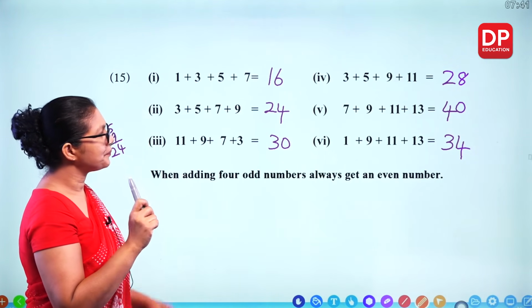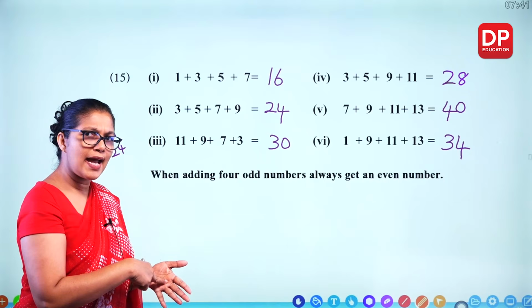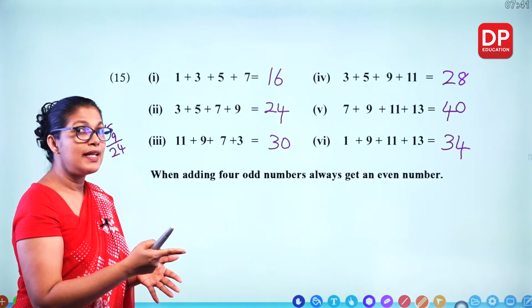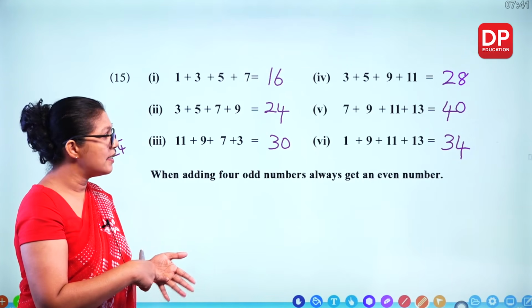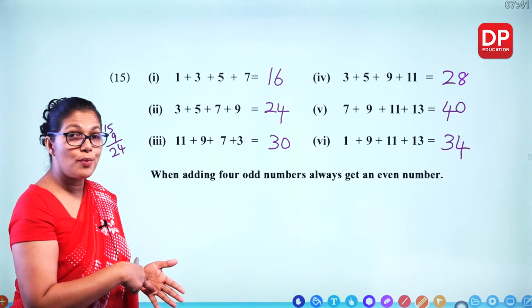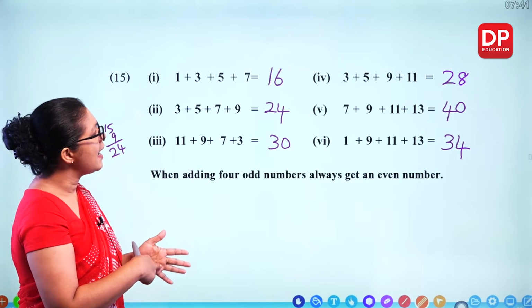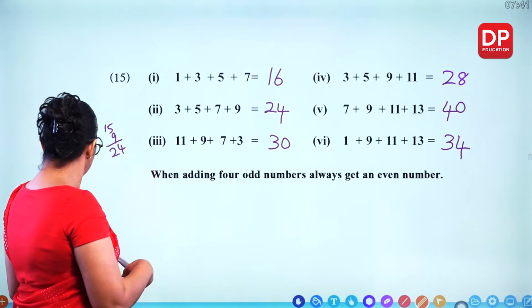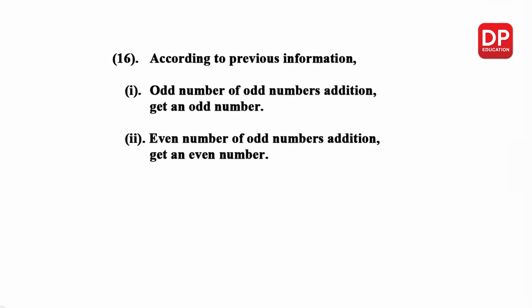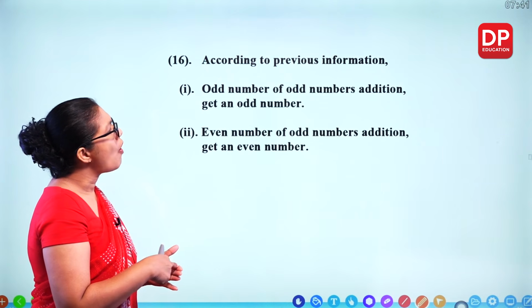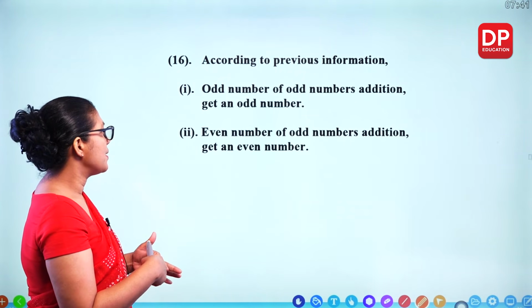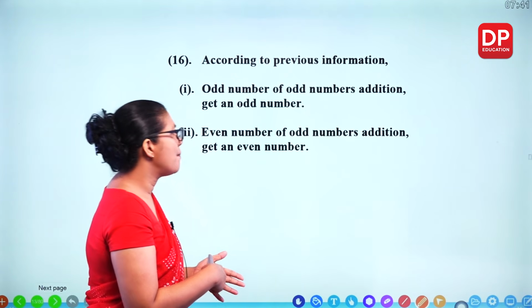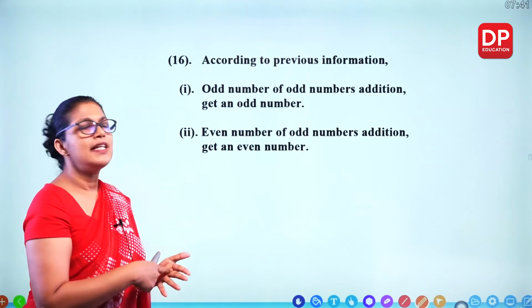So remember, two odd numbers addition, you get an even number. Three odd numbers, you get an odd number. And four odd numbers, when you add, you get an even number. According to previous information, we see odd number of odd numbers addition, you get an odd number. Even number of odd numbers addition, you get an even number.